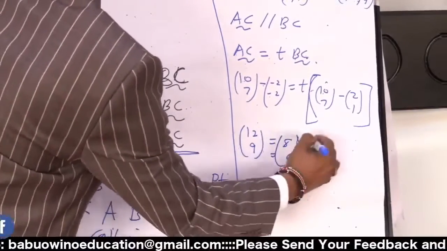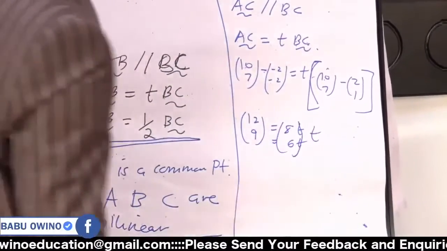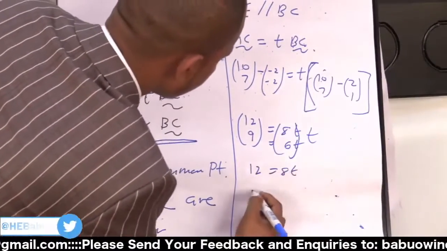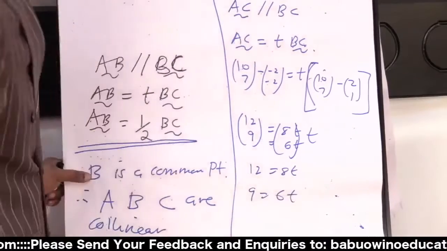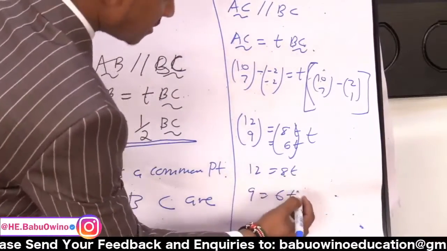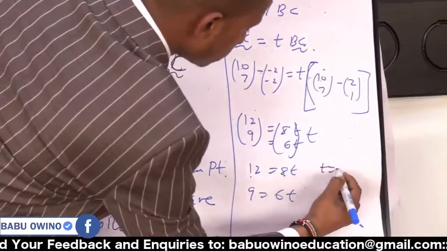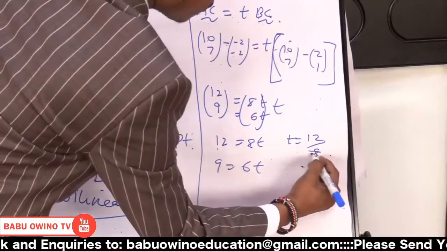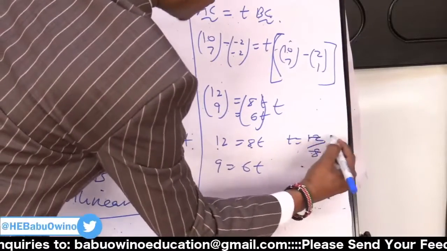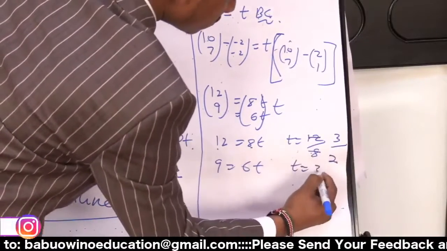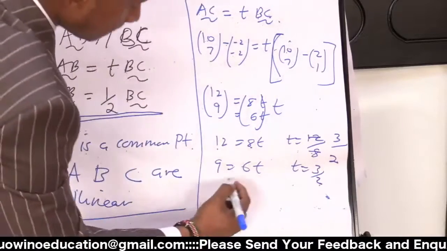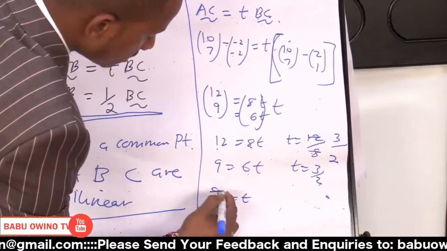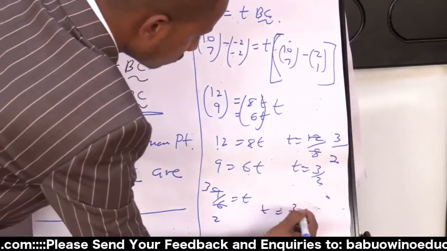Let me make my work neat. So when you take the upper part, 12 equals 8T and 9 equals 6T. So divide this by 8. So T here is equal to 12 over 8. 2 here, 4 here, 2, 4 here, 3. So T is equal to 3 over 2. Let's see here. Divide everything by 6. So 9 over 6 equals T. 3 here 2, 3 here 3. So T here again is equal to 3 over 2.